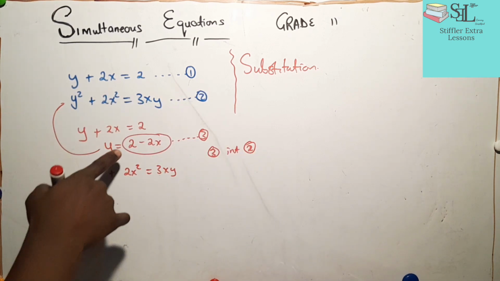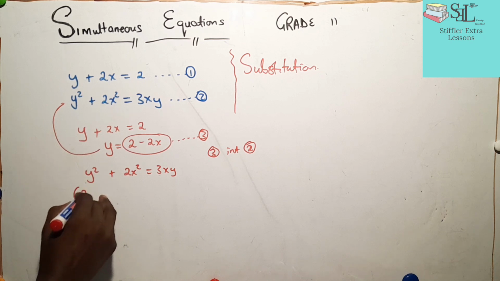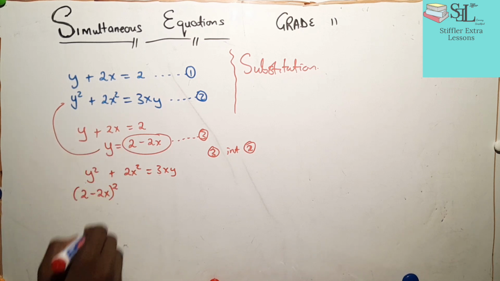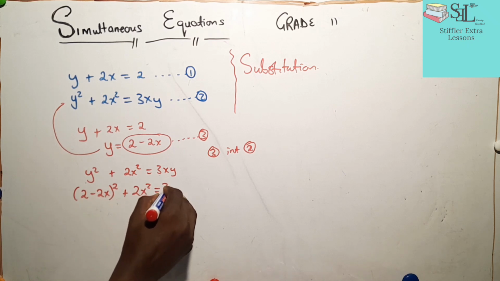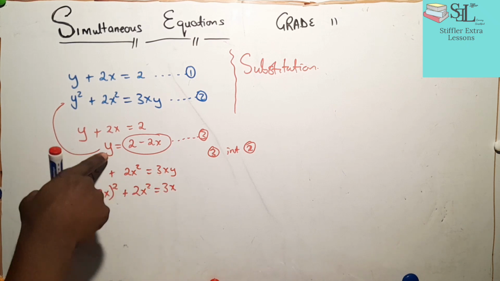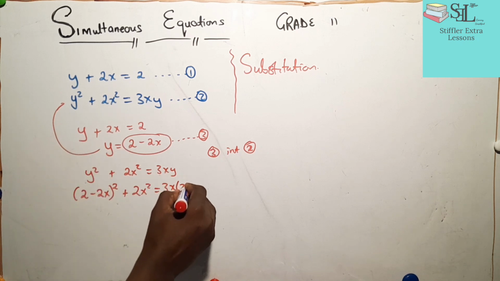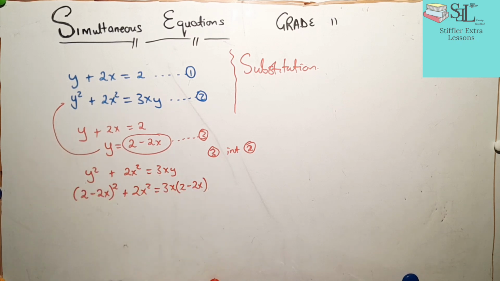We can see that our y is 2 minus 2x. So where there's y, you substitute 2 minus 2x. But here it has a square, so we square that. Plus 2x squared will be equal to 3x. And again, where there's y, you substitute that, so that's 2 minus 2x.